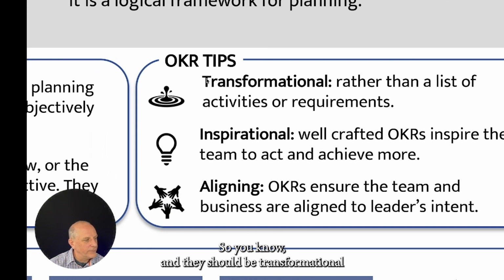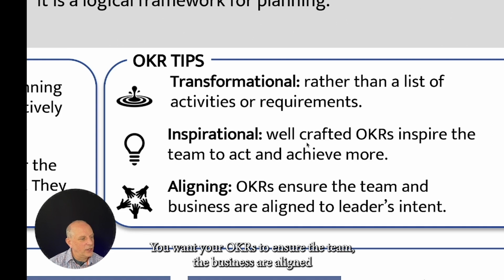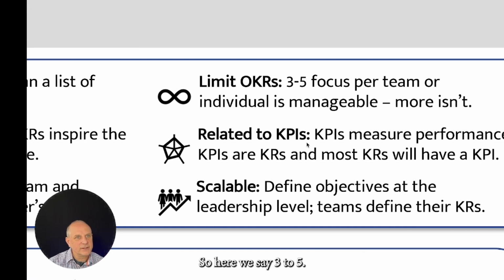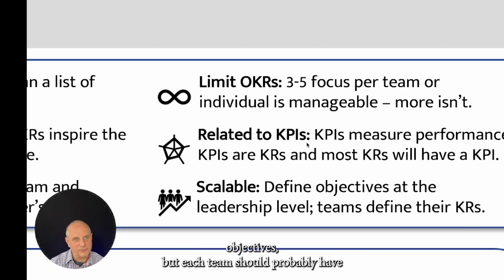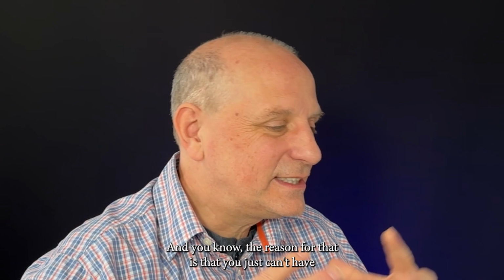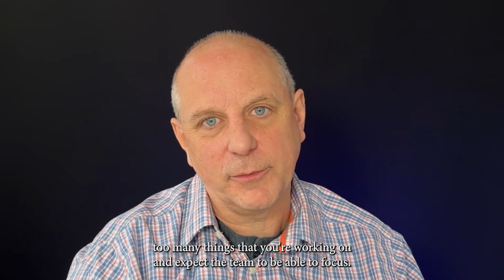So they should be transformational, rather than just a list of activities. You want to inspire them. You want your OKRs to ensure the team and the business are aligned. And you want to limit this. So here we say 3 to 5. Sometimes we go 5 to 7 with some of our smaller companies because they're looking at sort of smaller objectives. But each team should probably have just 3 to 5. And the reason for that is that you just can't have too many things that you're working on and expect the team to be able to focus.